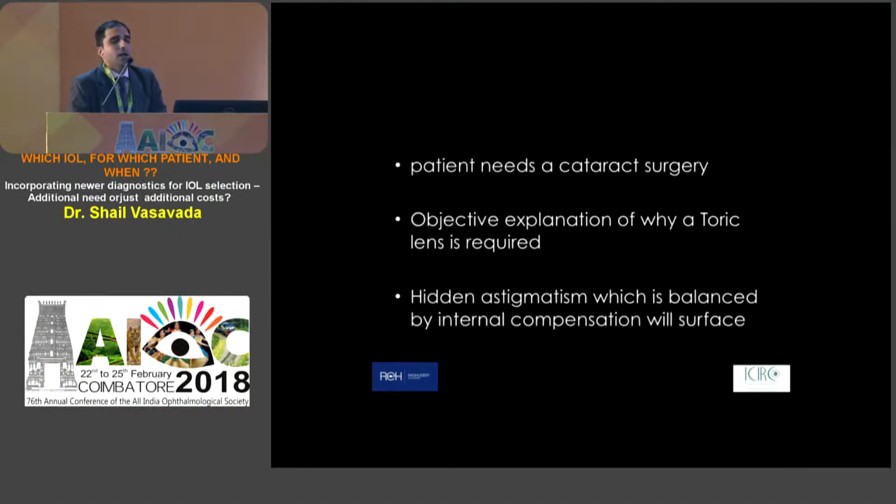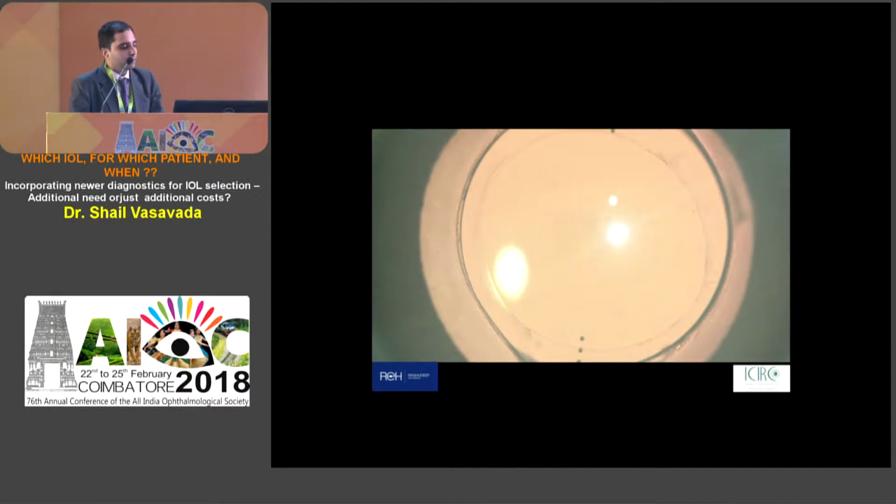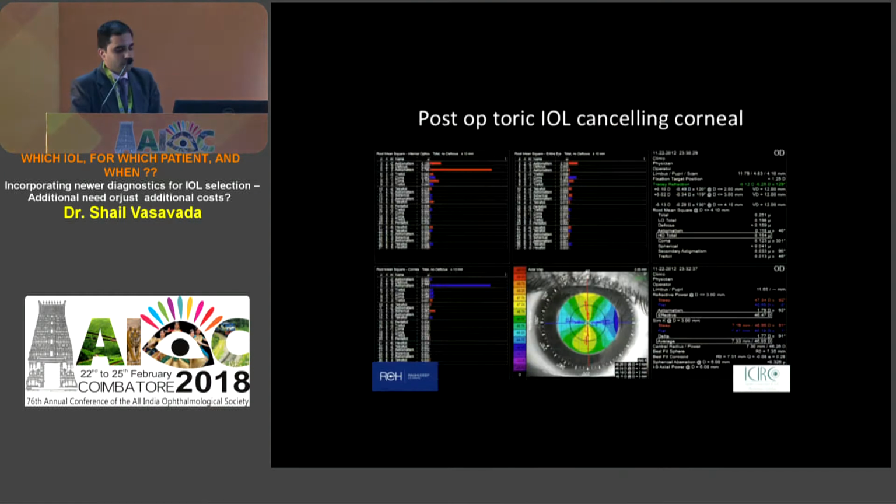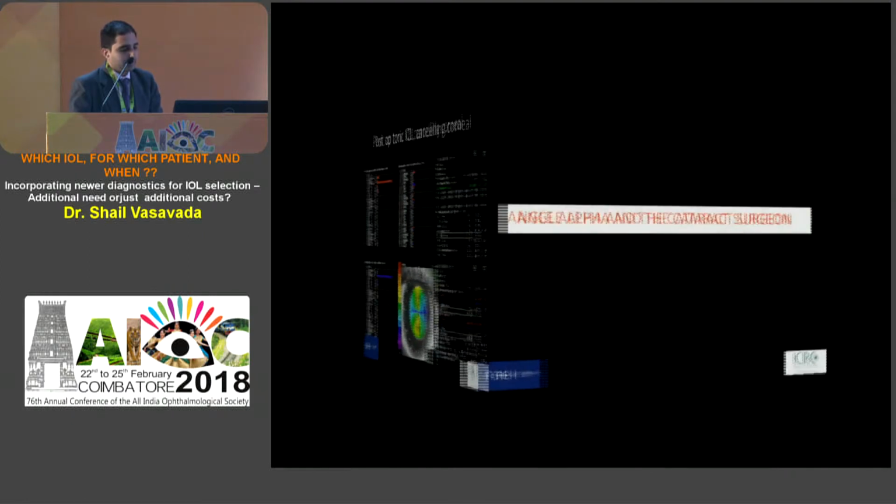Explained to him using this graph, and fortunately he agreed for the toric IOL. And this is the post-operative picture of the same patient, where the entire corneal astigmatism is almost completely neutralized by the internal toric IOL astigmatism.